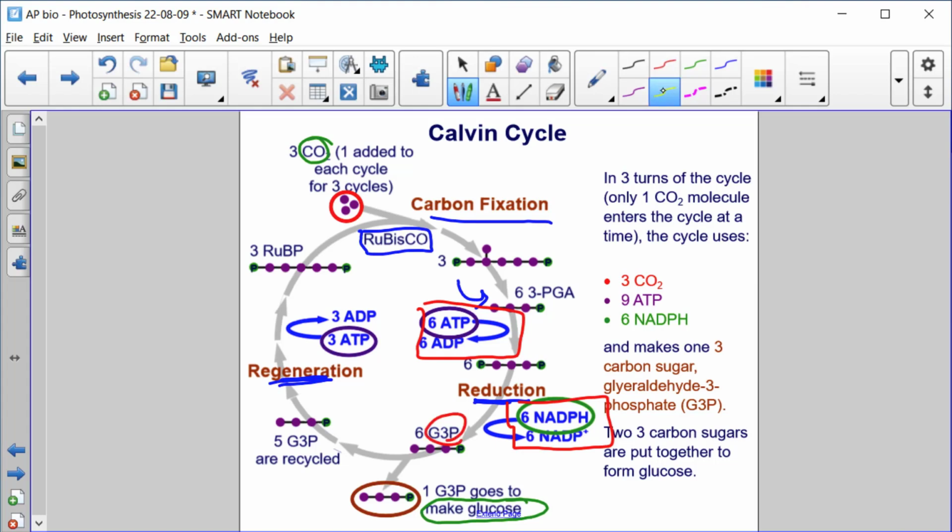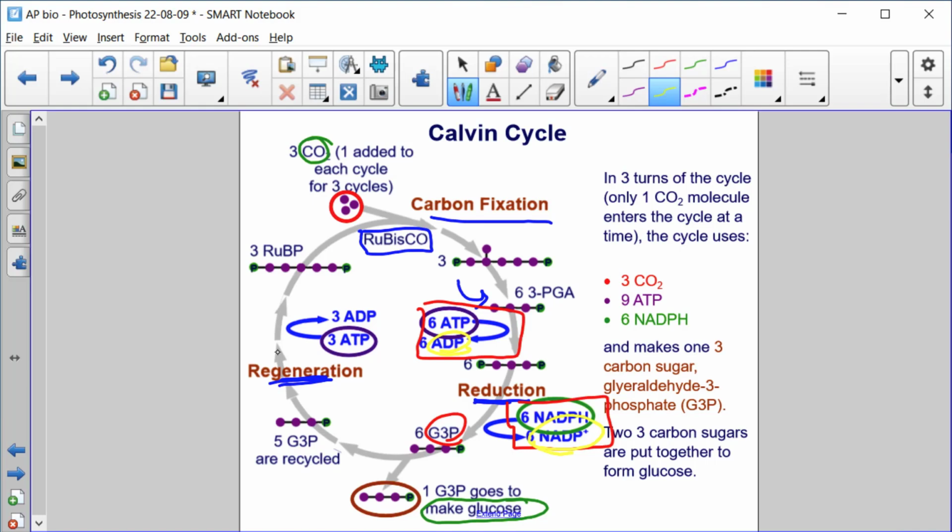The ATP is now ADP, and the NADPH is now NADP+. Those are returned to the thylakoids to be converted back to ATP and NADPH by the light reactions. One G3P molecule is set aside to make glucose, and most of the remaining G3P continues in the Calvin cycle, this third phase of the Calvin cycle, or regeneration.